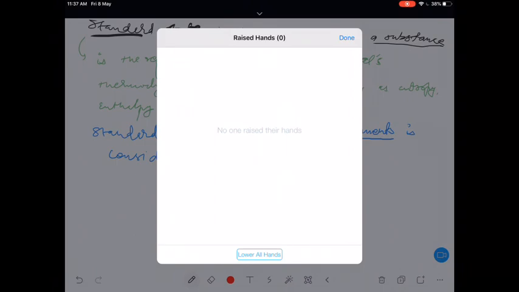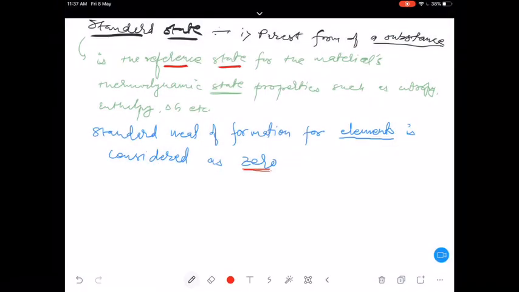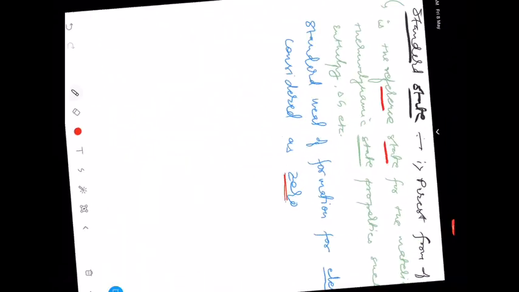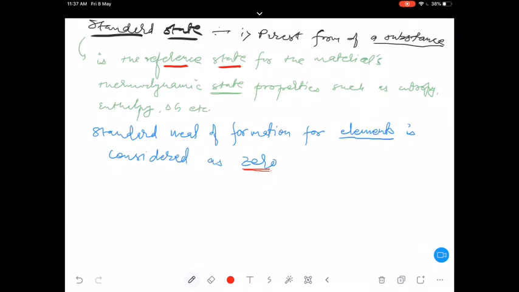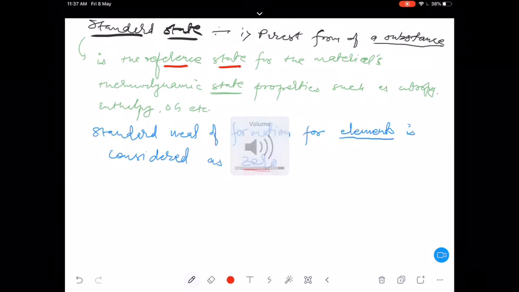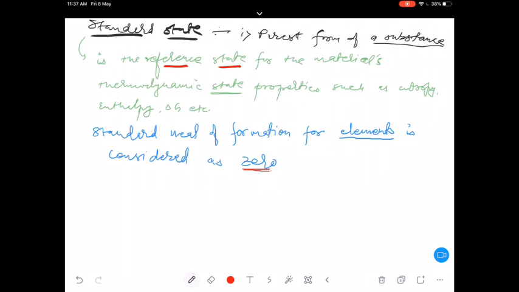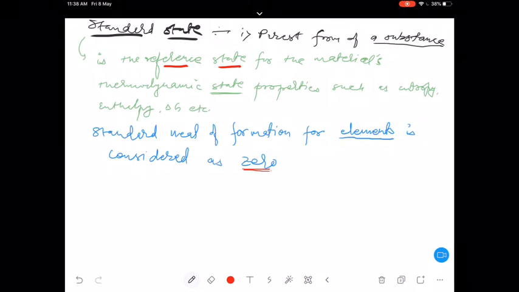It will be the standard heat of formation for an element in the standard state. Standard heat of formation for elements which are present in their standard state only will be coming out to be 0. For carbon, C14, C12, C13 are there, but only for C12 it is 0. Not just C12, but C12 when it is present in the form of graphite. That's the next part which I am going to discuss.